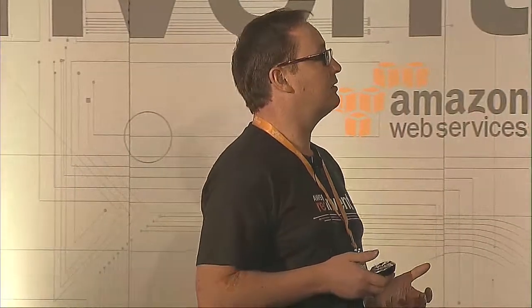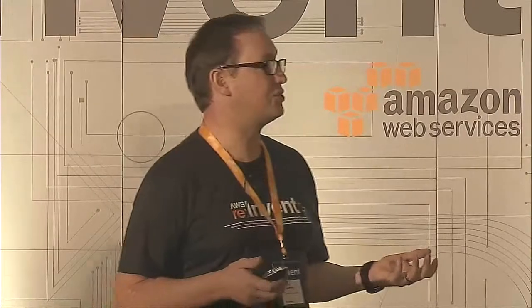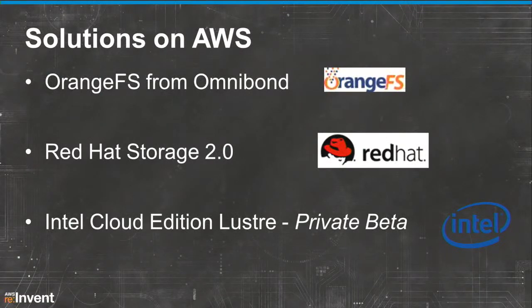So to wrap up a little bit in my introduction here, some of the solutions I talked about are available on AWS today. So we have OrangeFS from Omnibond, who's going to come up and talk next. We have Red Hat Storage, which is GlusterFS. And we have Intel Cloud Edition Lustre, which is also available in the marketplace today.